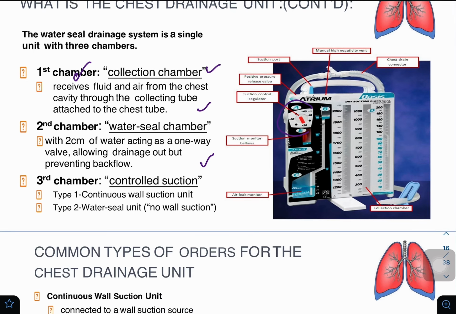So this is a suction control regulator. This is a collection chamber. This is a chest drain collector. This is an air leak monitor. This is the suction port. This is a manual high negativity vent.